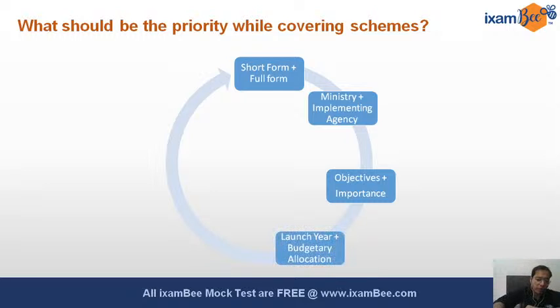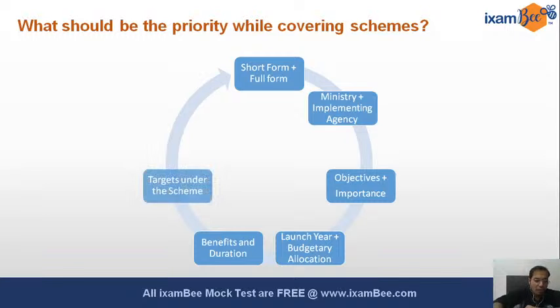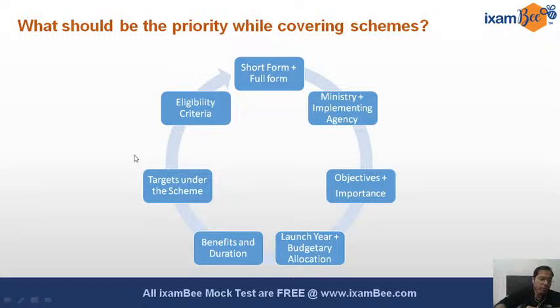What was the budgetary allocation for the scheme? So the benefits under the scheme and the duration of the scheme, be it 3 years, 5 years, 1 year. So what are the targets under the scheme? That it intends to cover how many people, right? So what are the eligibility criteria, as in for a person to be eligible for the scheme?